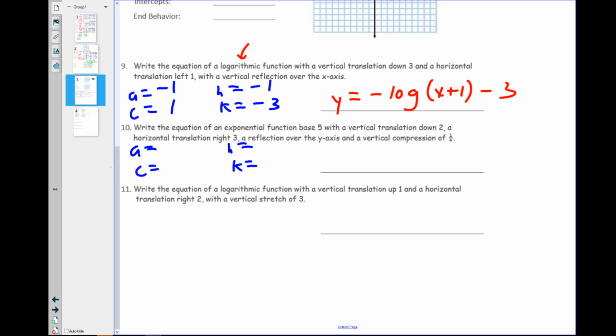Vertical translation down 2, what does that mean? K is -2, good. A horizontal translation right 3, what does that mean?